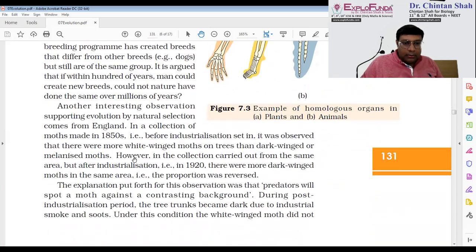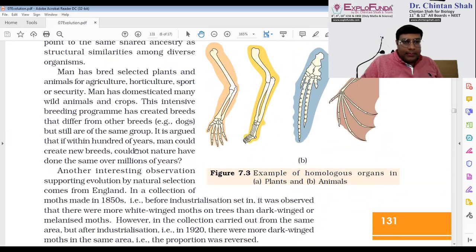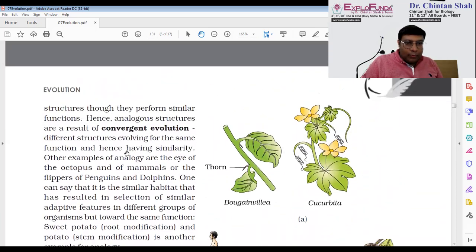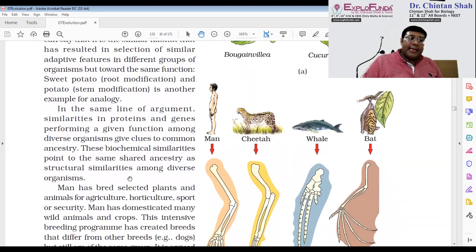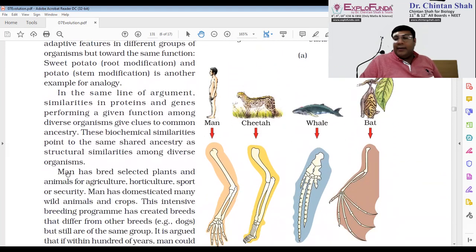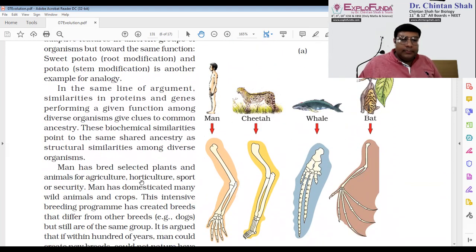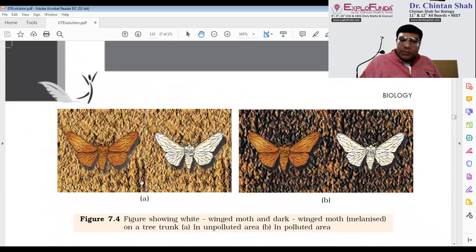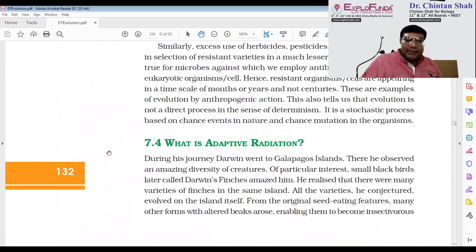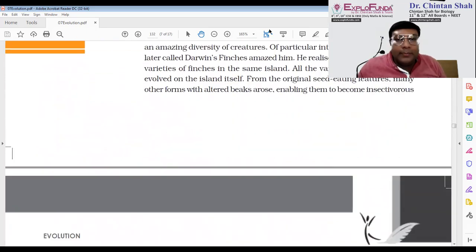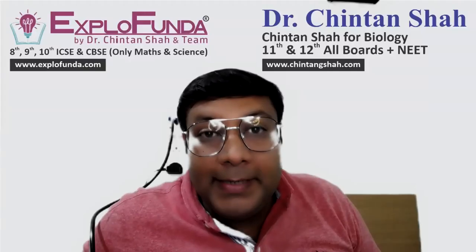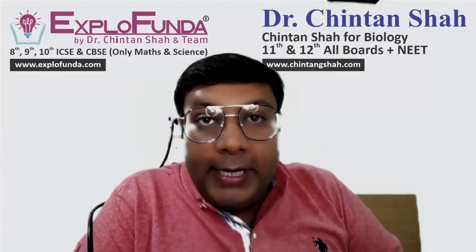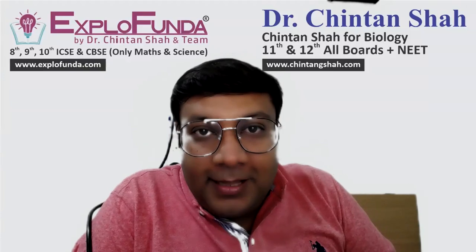On page number 131, we have completed the first continued paragraph and the second paragraph. From the third paragraph, it is remaining. Some amazing stories will be there in the next lecture. It looks very easy, but make sure you go through it again and again.